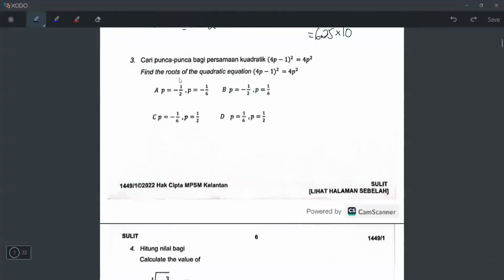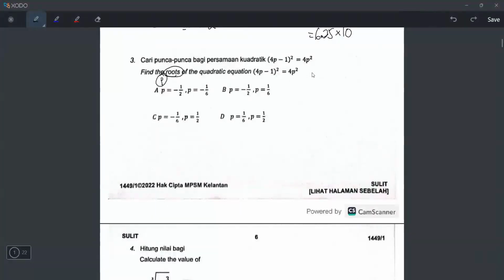Okay, number 3, find the roots. Roots here means x. But for this question, it's not x, because if they ask you to find the roots, it means to find the unknown. If you look at this question, the unknown involved is p. So they want you to find p. So how do you do it?